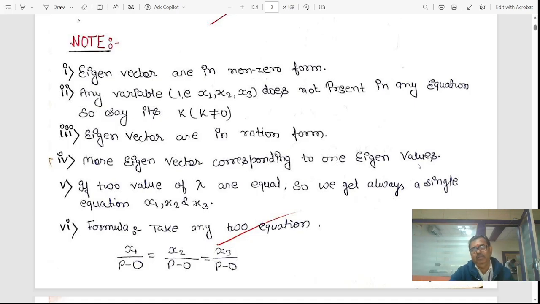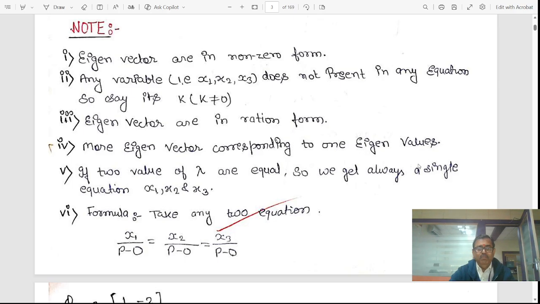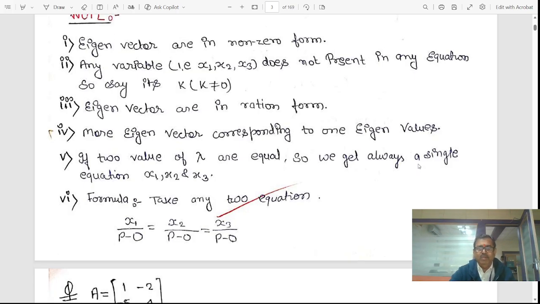Suppose the equation becomes in two variables, so directly convert in ratio form and find the eigenvector. And the fourth one is more eigenvectors corresponding to one eigenvalue. If two values of lambda are equal, we always get a single equation in x1, x2, x3.